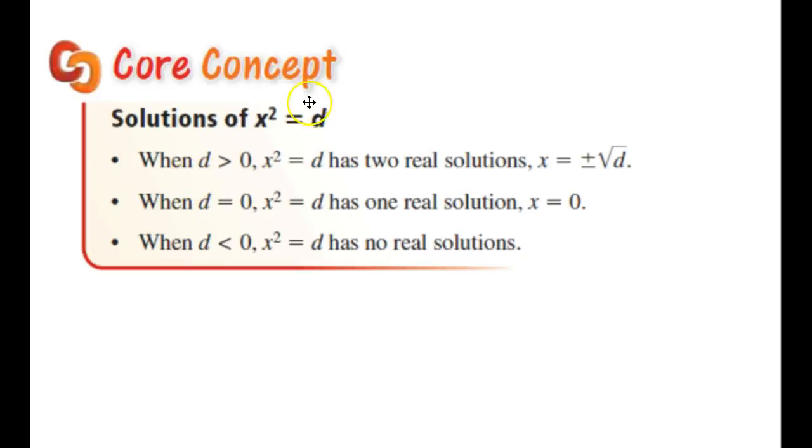A couple things we know: when d is greater than 0, I have two real solutions. x equals plus or minus the square root of d, because when I take the square root of a number, I have to have the positive root and the negative root. So always keep this in mind. If d is equal to 0, then I know that there's one real solution, and that would be x equals 0. If d is less than 0, I have no real solutions because I'm trying to take the square root of a negative number.